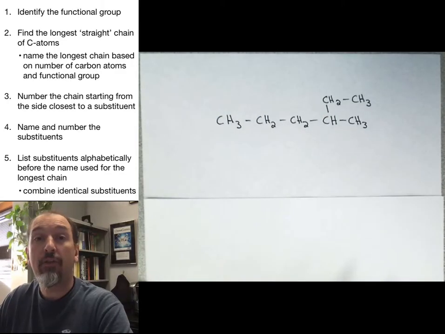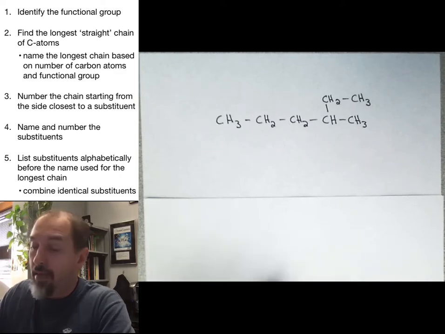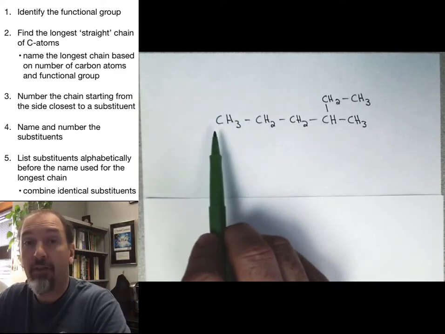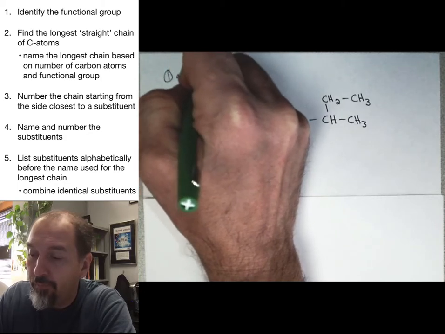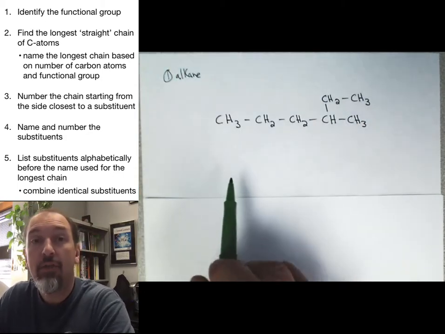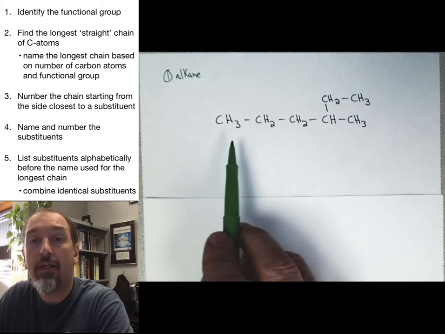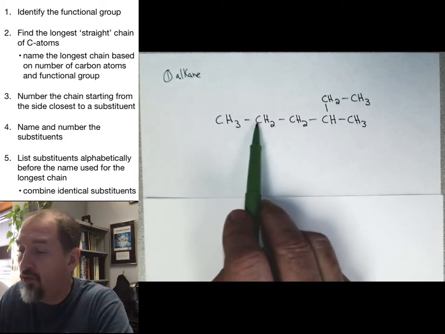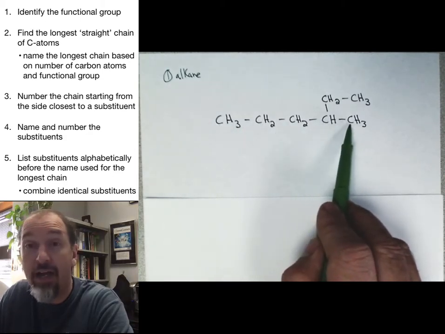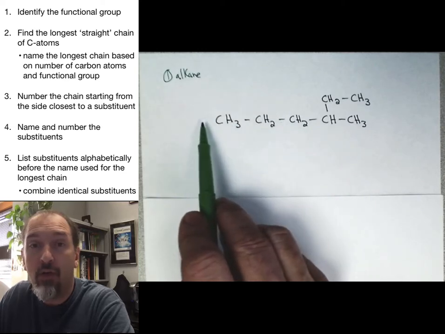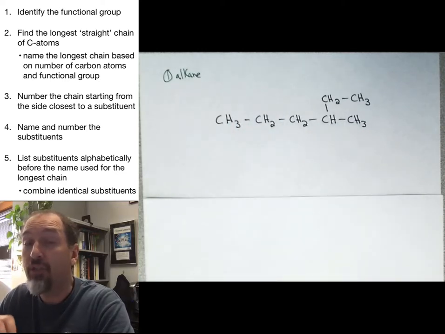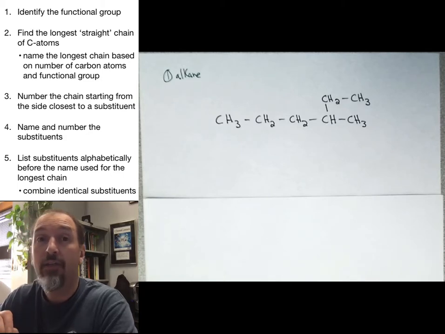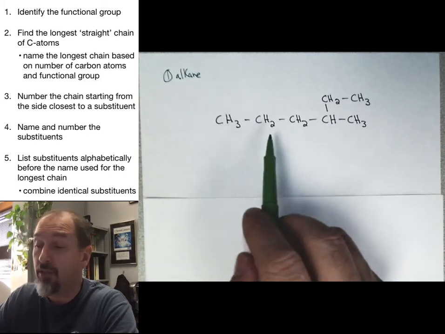Okay, moving on to another example. Again, step one, we know it's an alkane. We got that down. So now we look to identify the longest chain. 1, 2, 3, 4, 5. You might be tempted to say, oh, look, there's the longest chain. But remember, when we're saying straight chain, we just mean continuous chain. So we need to check for other possibilities.